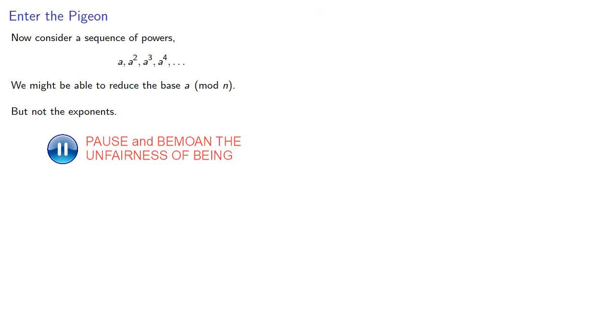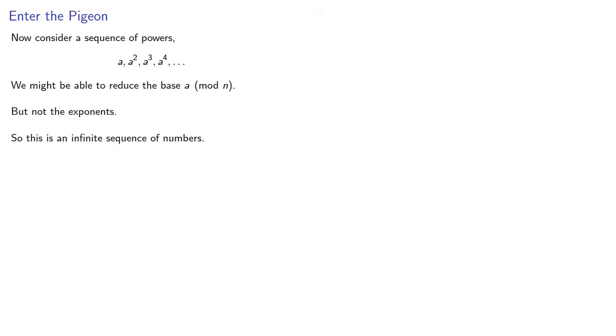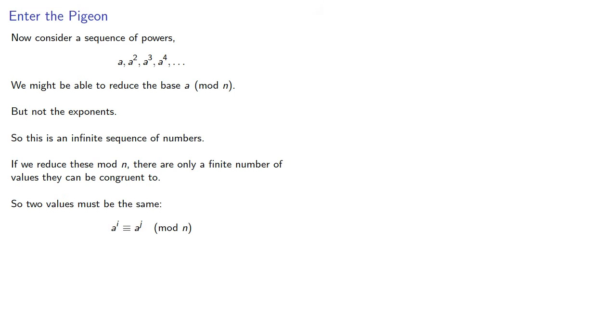Now consider a sequence of powers, a squared, a cubed, and so on. We might be able to reduce the base a mod n, but not the exponents. So this is an infinite sequence of numbers. Now if we reduce these mod n, there are only a finite number of values they can be congruent to, and so two of these values must be the same. There have to be exponents i and j where a to the i is congruent to a to the j.